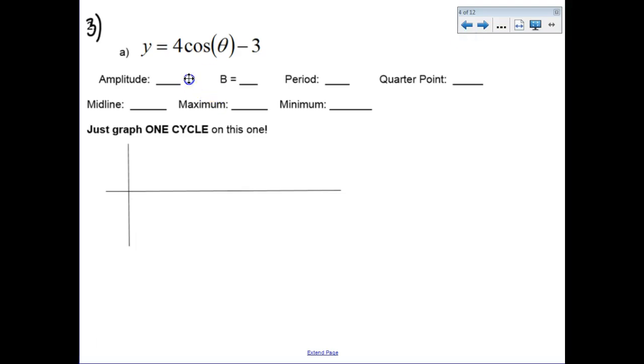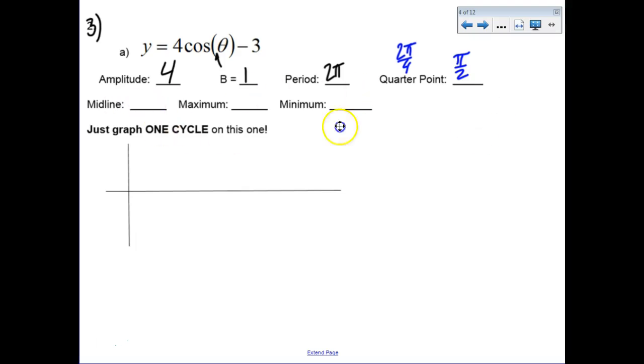The review is terrible. All right, this one has a k value that's not 0. So the amplitude is a 4. I see that. There is a b value of 1 in there, so the period is not going to change. Still going to be 2 pi. Which means my quarter points, if I divide this by 4, it's going to be pi over 2. So I'm going to count by pi over 2's.